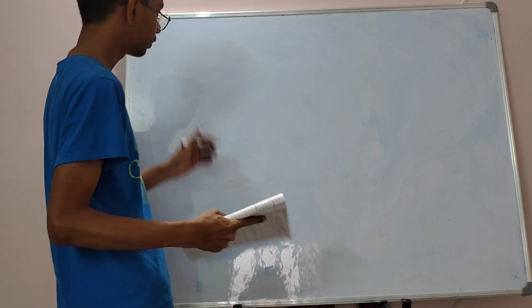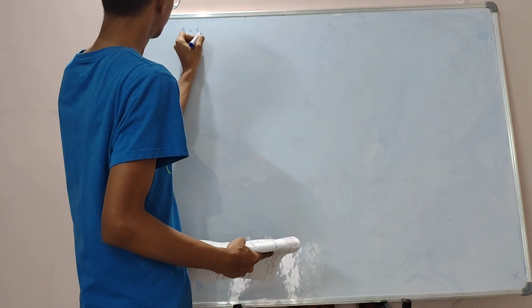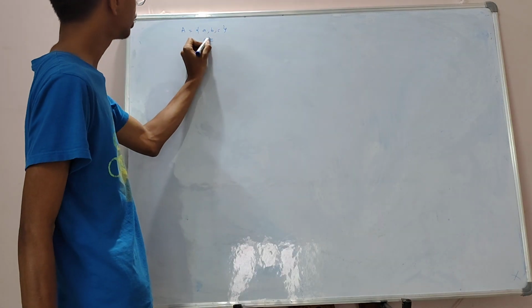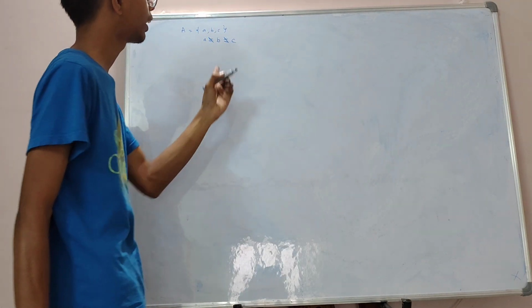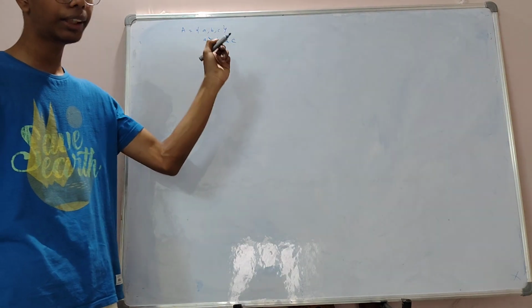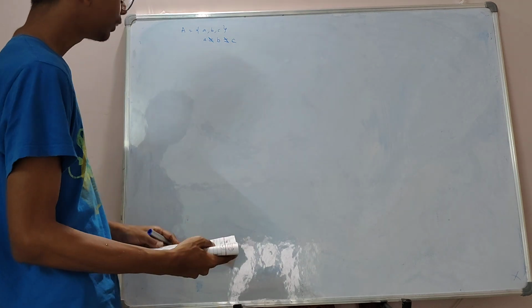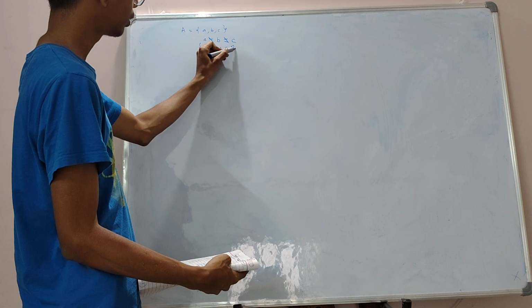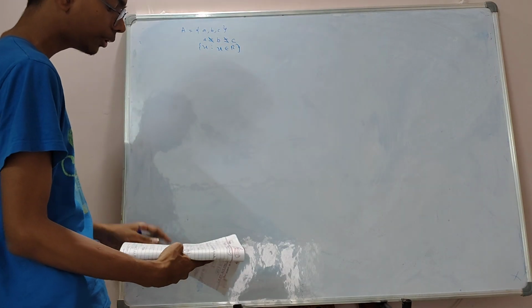Suppose I have a set A, B and C. Here A is not equal to B, is not equal to C. This implies elements should not repeat in a set, right? And this can be written as X such that X belongs to R, right? This is set-builder notation.